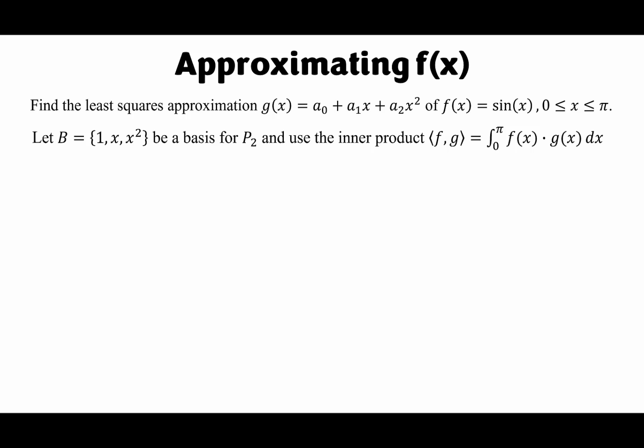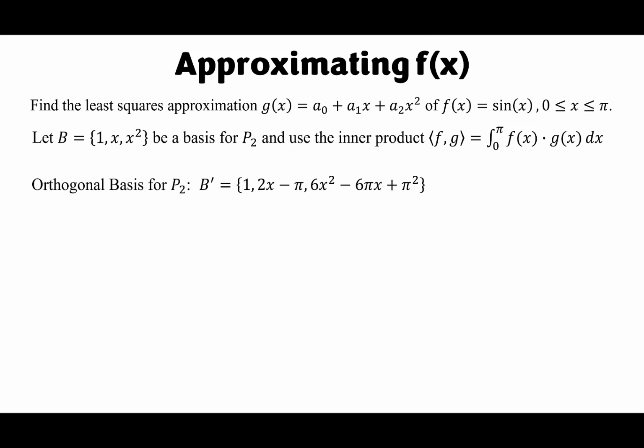And you can use the process that we showed in the previous video, the Gram-Schmidt process, to come up with an orthogonal basis. I'll just state it here. An orthogonal basis for P2 using this inner product is 1, 2x minus pi, and 6x squared minus 6 pi x plus pi squared. You can check it out and do the inner product of each pair of those three functions, and you'll get 0 because they're all orthogonal.